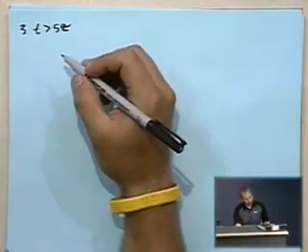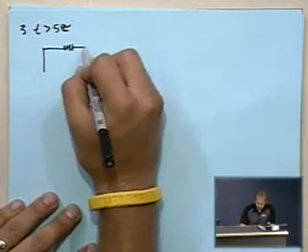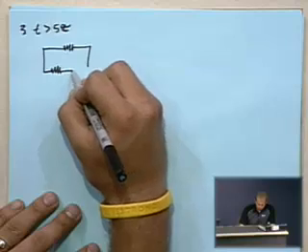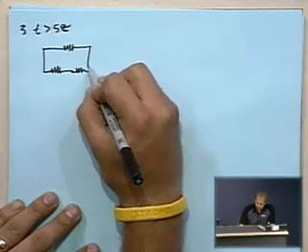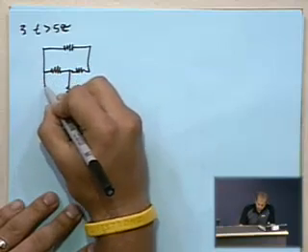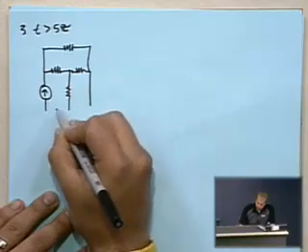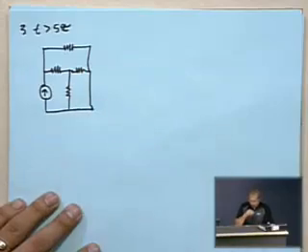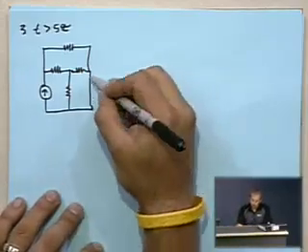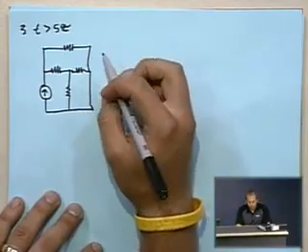So let's flip this over. We have the 3K resistor up on the top, a 6K resistor, a 3K resistor, a 6 milliamp source, and nothing over here. This branch doesn't short anything out in particular.